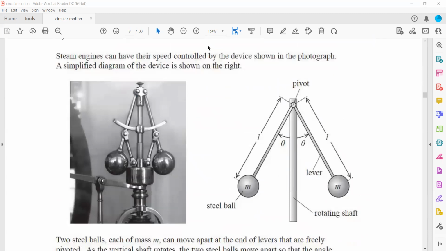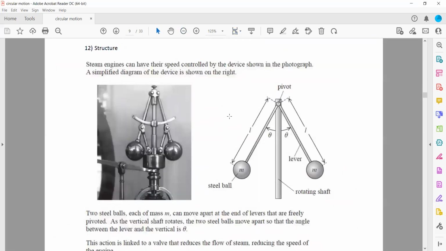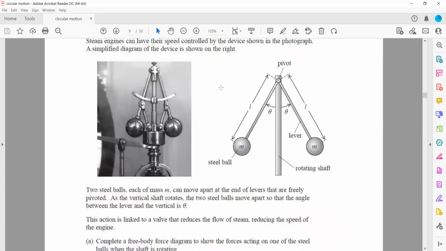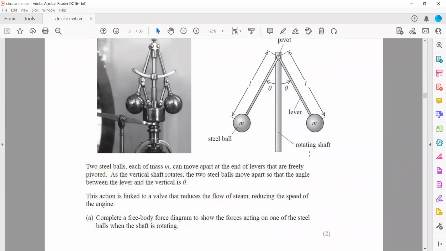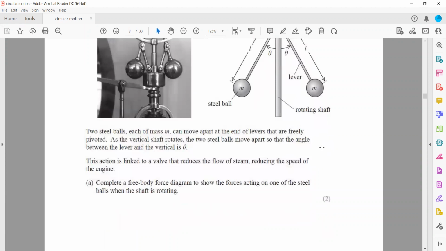In question 12, a steam engine can have its speed controlled by a device shown in the photograph. A simplified diagram of the device is shown on the right-hand side. The two steel balls, each of mass m, can move apart at the end of a lever that is freely pivoted. As the vertical shaft rotates, the two steel balls move apart so that the angle between the lever and the vertical is theta. This action is linked to the valve that reduces the flow of the steam.